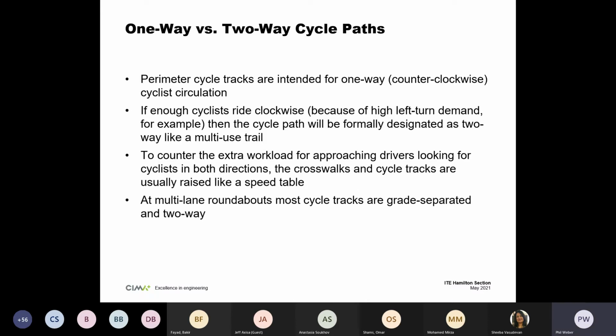However, at multi-lane roundabouts, most cycle tracks are grade separated in two-way. So they usually grade separate cycle tracks at multi-lane roundabouts. Must be nice, right? Have that kind of money. But that's what they do in the Netherlands.